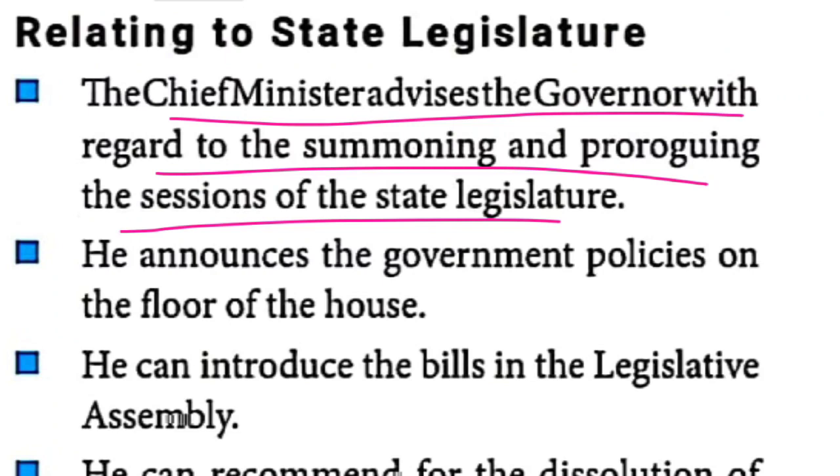When the governor is summoning the state legislature, postponing it, or dissolving the state legislative assembly, the chief minister can give advice. That is the power of the chief minister. So he has the power to give advice to the governor.